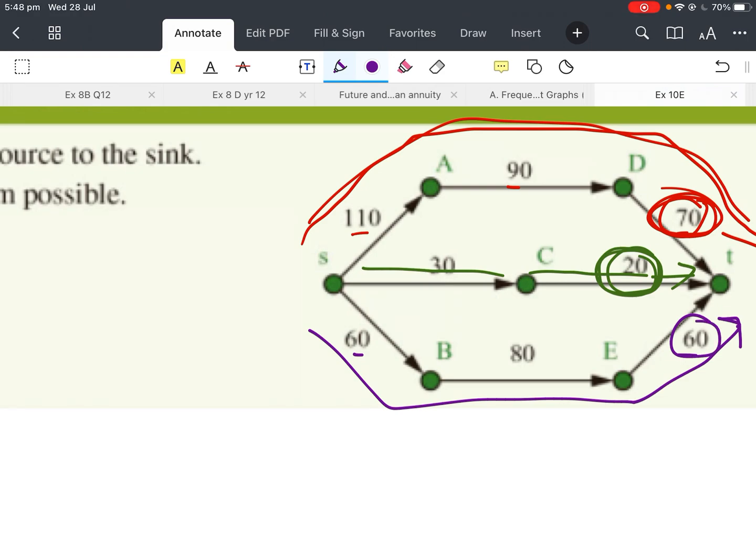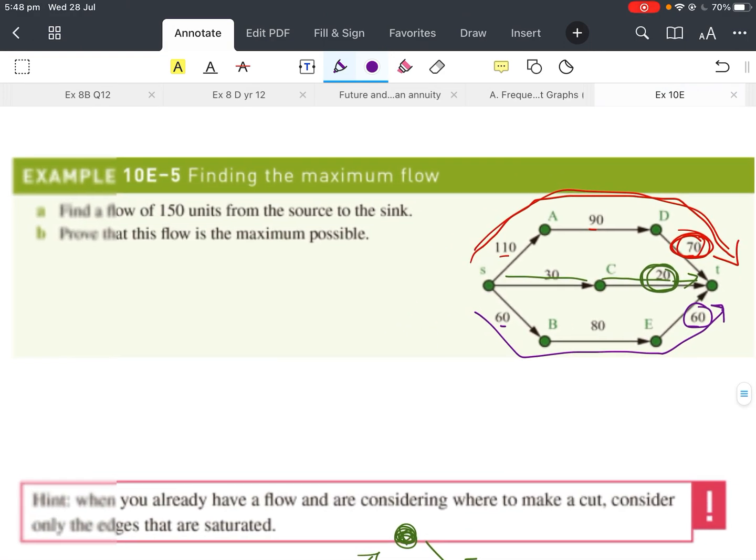Okay, so find a flow of 150 units. Alright, can you find a flow of 150? 70 plus 60 plus 20. So that's your flow of 150. Prove that this flow is the maximum possible.